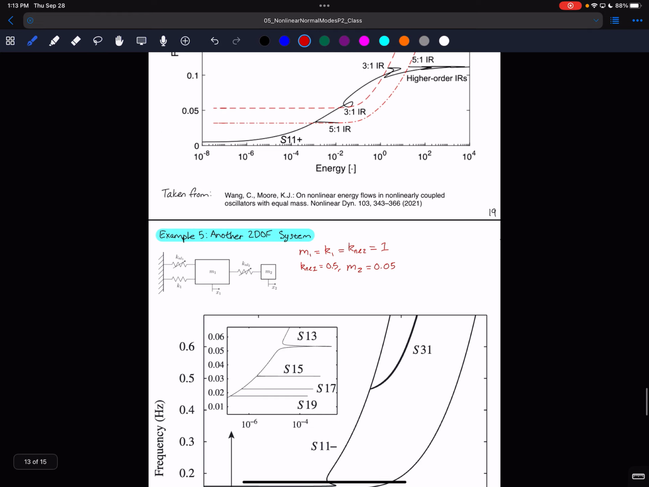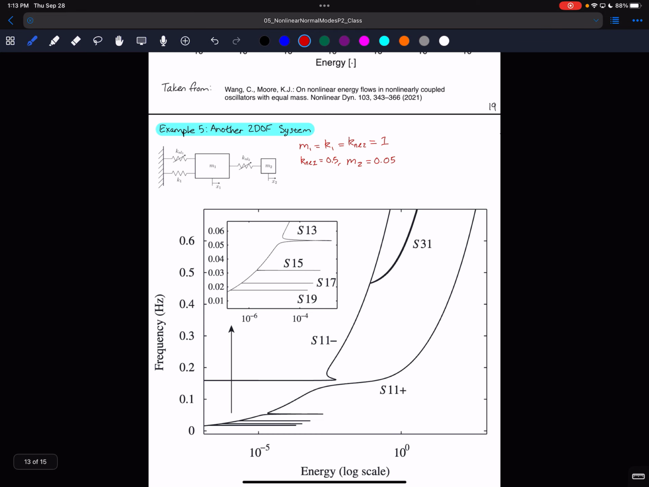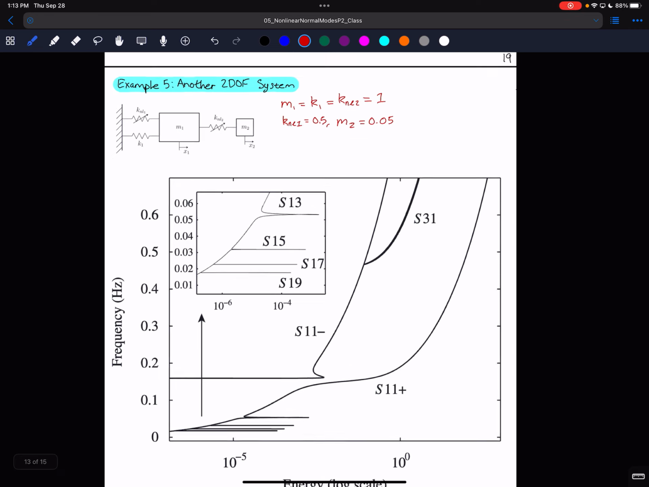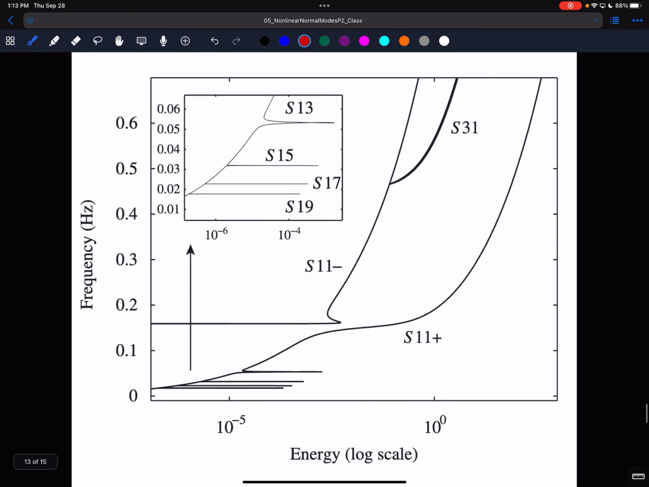If we go ahead and compute the two NNM branches for this system, the first nonlinear normal mode actually starts with an energy frequency of 0, and at low energies, its motion is isolated to the attachment. At low energies, the second NNM is isolated in the mass M1.